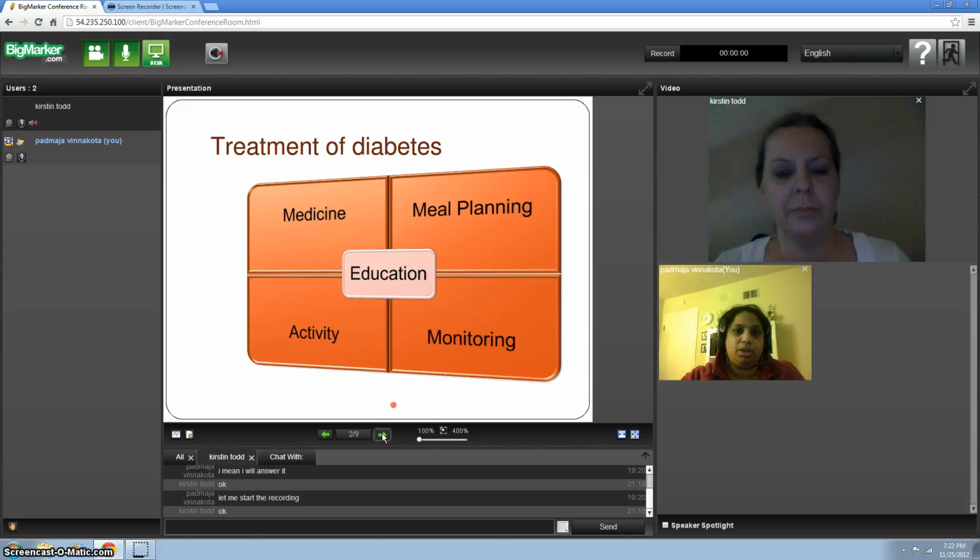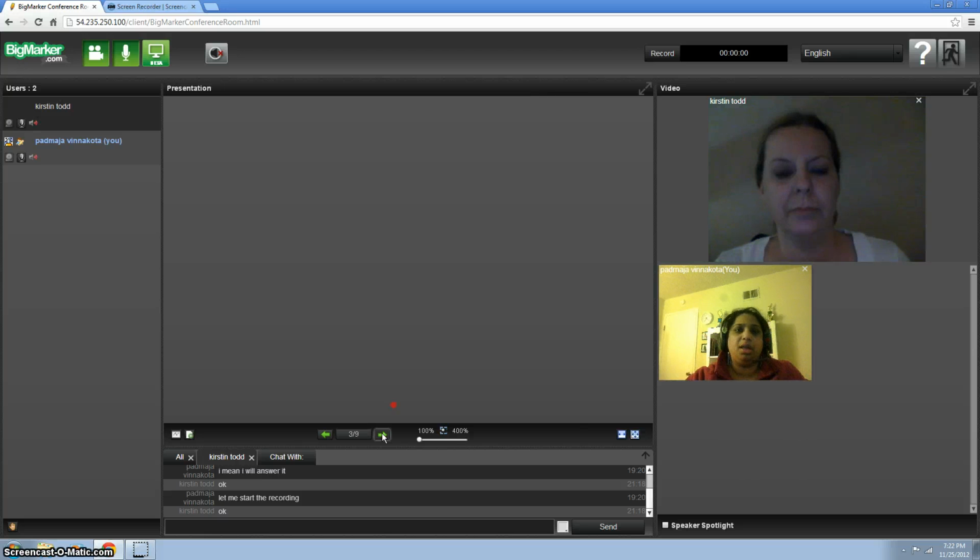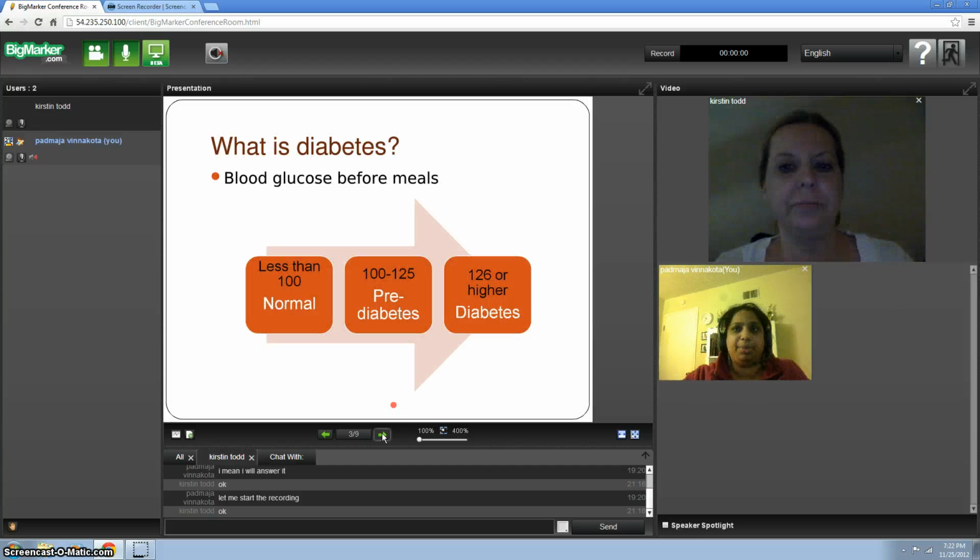So let's look at the numbers, the blood sugar levels, that make a person diabetic. Here you see that there are three numbers. The first is normal. Normal is when the blood glucose level is 100 or below. A person is said to be pre-diabetic if the blood glucose level is between 100 and 125, and diabetic if it is above 126. These numbers are taken before any major meal, that is your breakfast, lunch, or dinner.